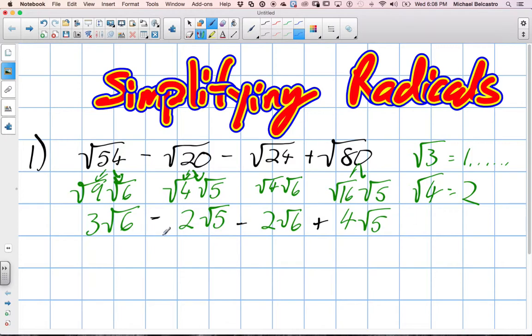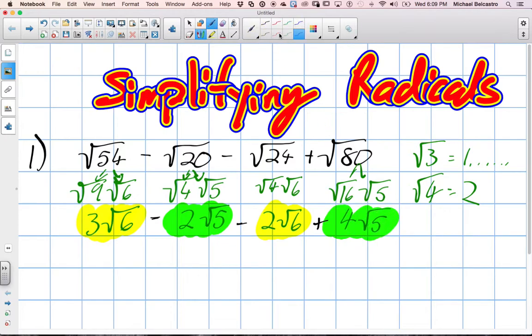And this is where it can become kind of confusing. Technically, my like terms are my root 6 and my root 6. So the negative 2 root 6 and the positive 3 root 6. And the other set of like terms is negative 2 root 5 and positive 4 root 5.